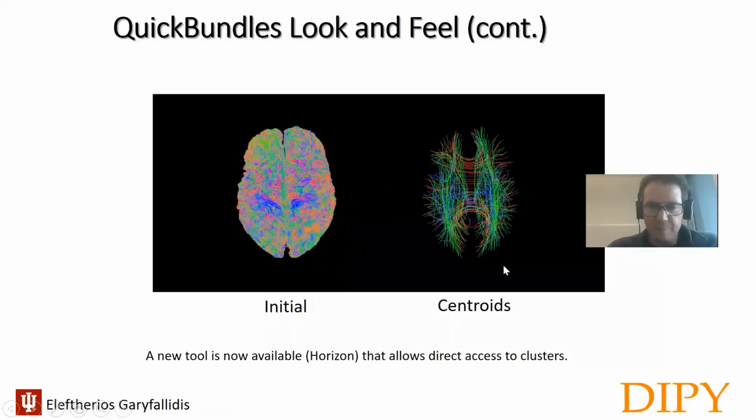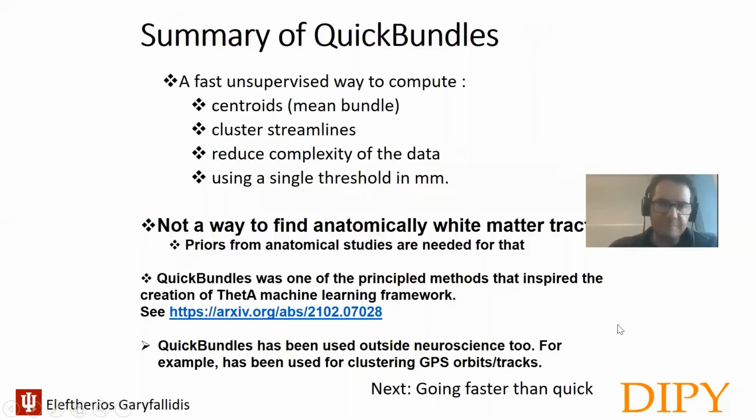And this is QuickBundles when you have very large tractograms, and you can get thousands of centroids. If you use our recommended thresholds, which are between 10 millimeters to 20 millimeters, for most data sets, especially for human brains, that's what you will get.